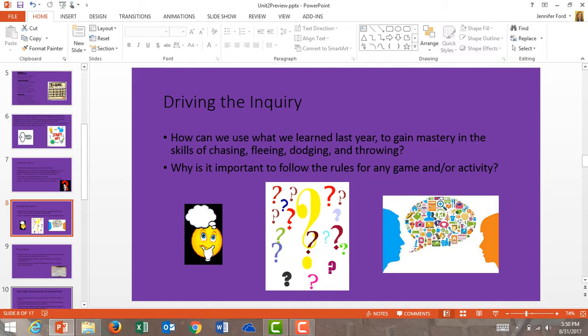So, driving the inquiry: how can we use what we learned last year, tie it into previous years' activities, to gain mastery in the skills of chasing, fleeing, dodging, and throwing? Sorry, it's the end of the day. Why is it important to follow the rules for any game or activity? And just that one question to provoke thought is going to really get them thinking.